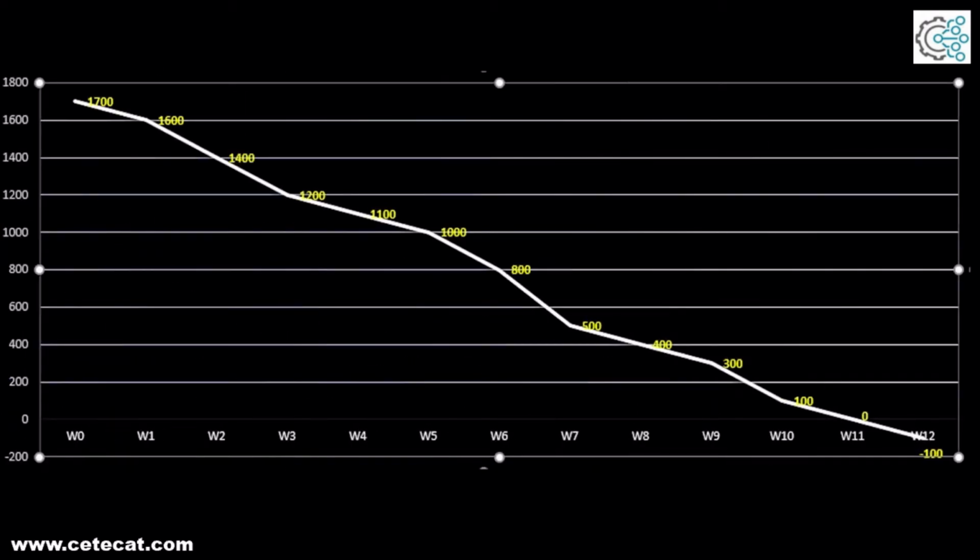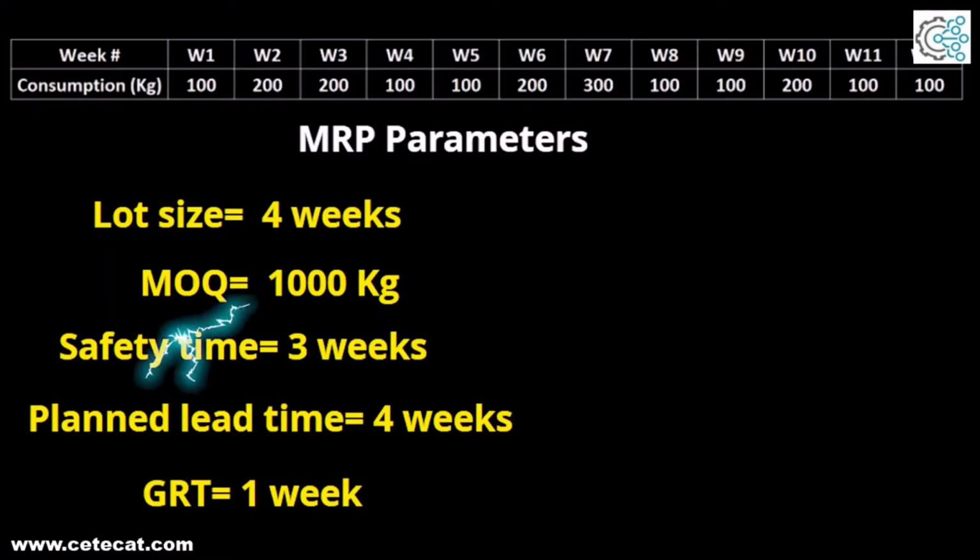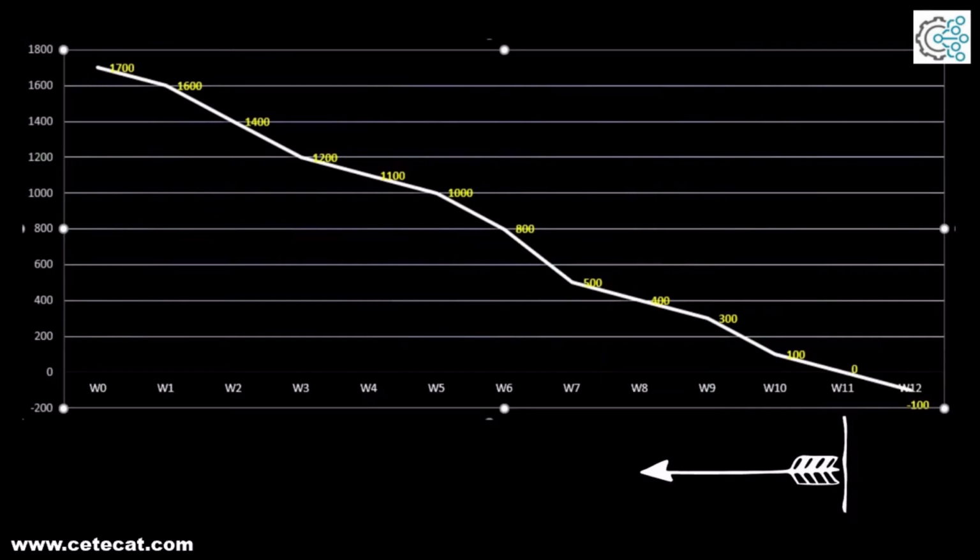The second step in the sequential process, triggering the out of stock date. It's very obvious from the graph that week 11 is the out of stock date. Now comes the role of the MRP parameters. The next sequence, when to receive the order at the warehouse. Do you remember which MRP parameter controls it? For sure, the safety time. Safety time for this material is 3 weeks. Now what? Going back from week 11 by the safety time, which is 3 weeks, will trigger the estimated arrival time of the order at the warehouse, which is week number 8.